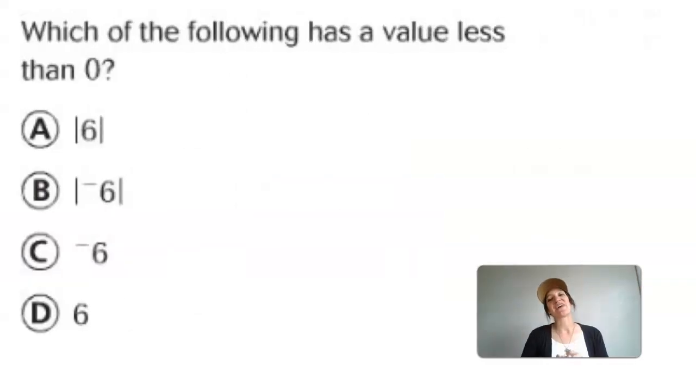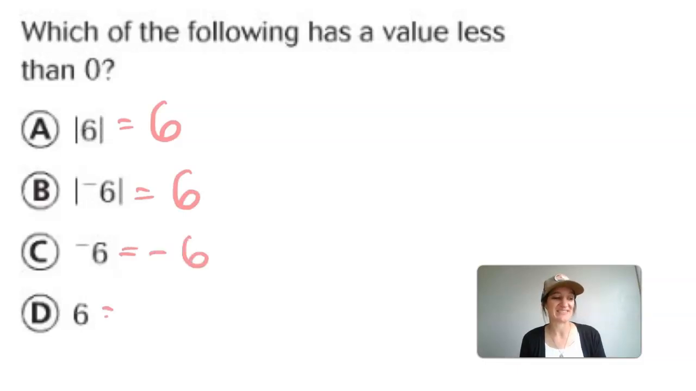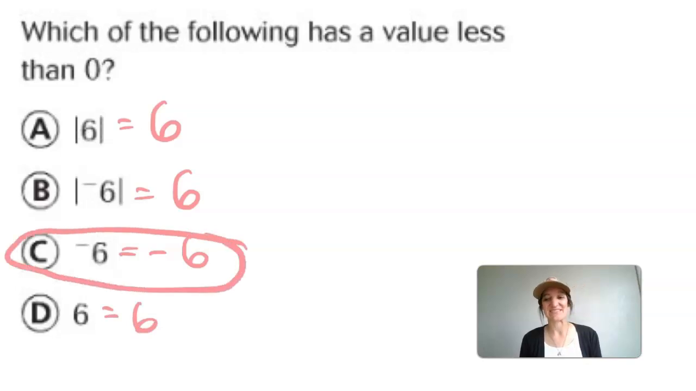All right, here's your test for absolute value. Which of the following has a value less than 0? Well, if we write these out, the absolute value of 6 is 6. The absolute value of -6 is 6. -6 is just -6, and 6 is just 6. So the only one less than 0 is 0.